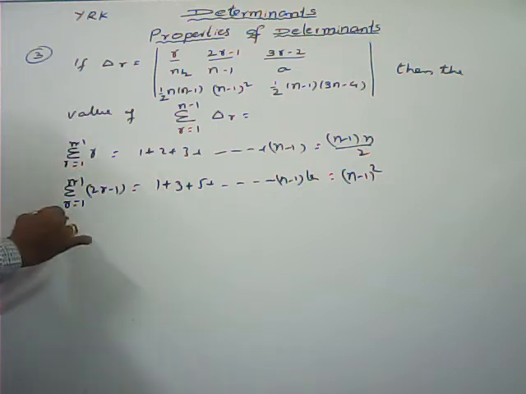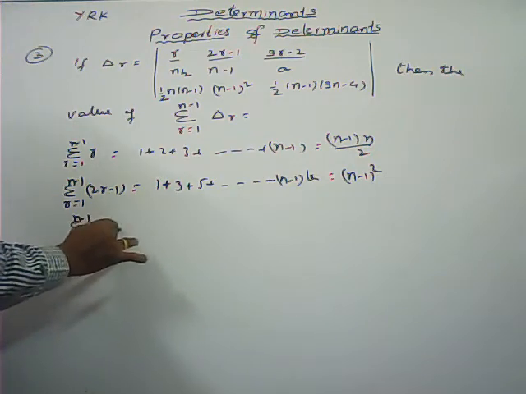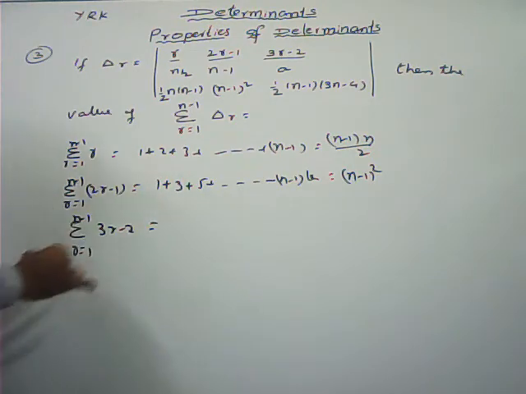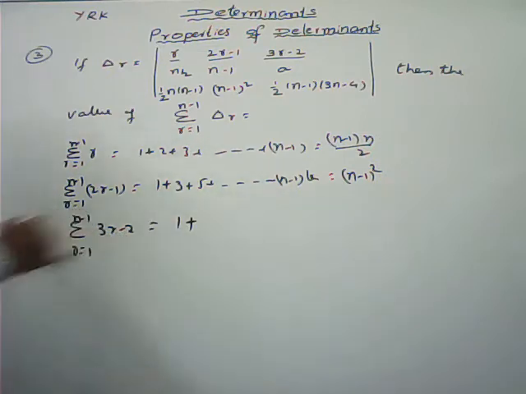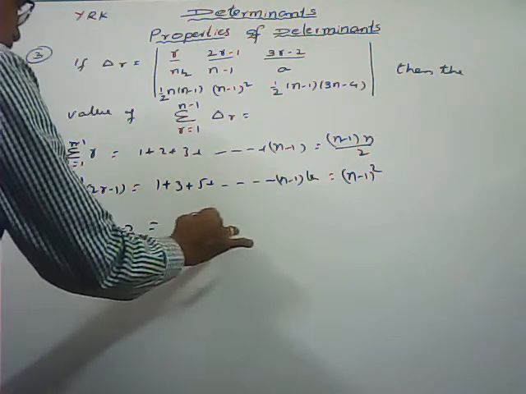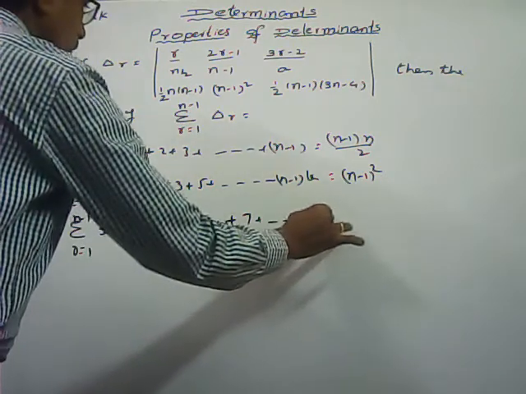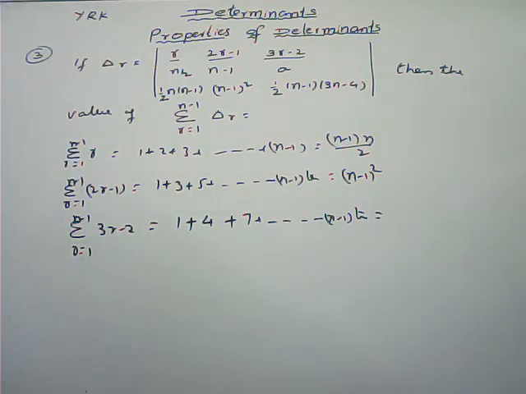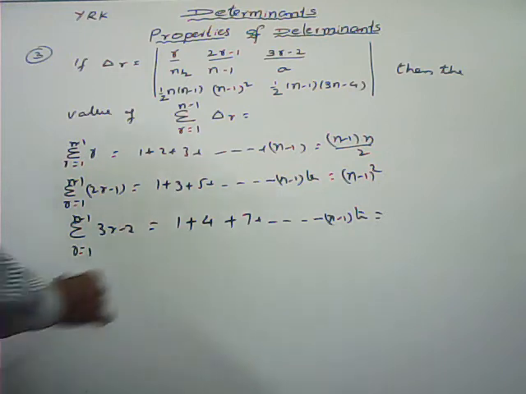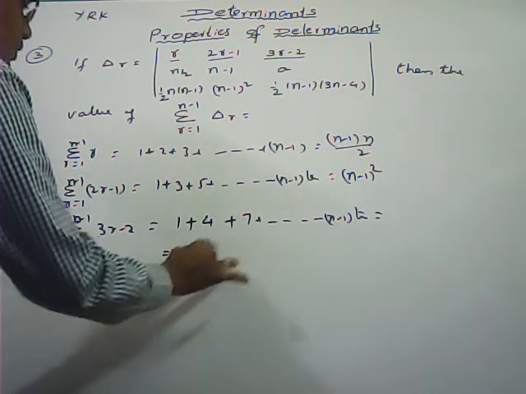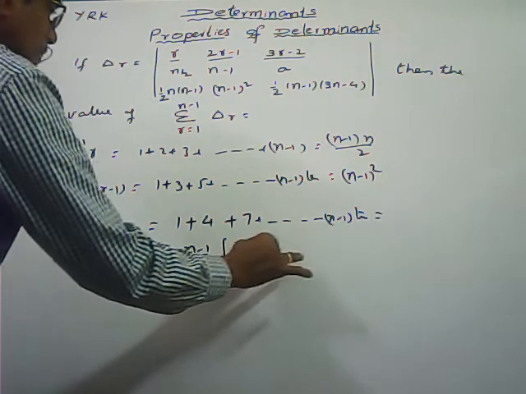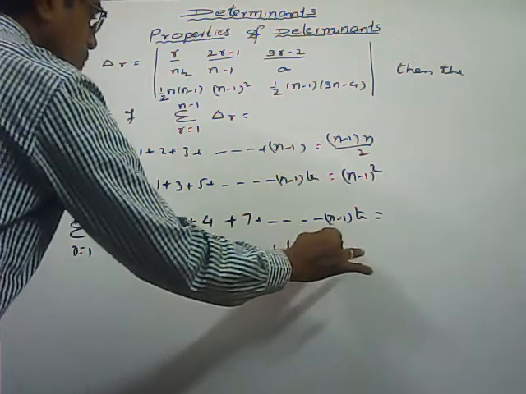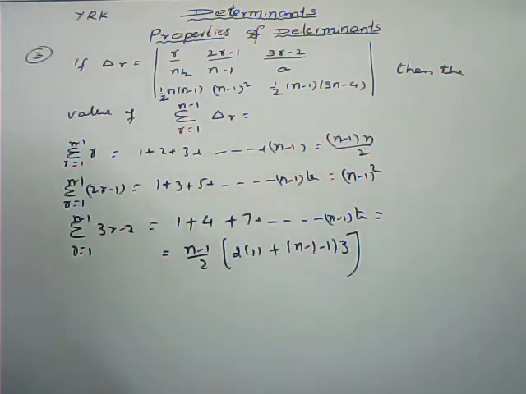Next, sigma r equals 1 to n minus 1 of 3r minus 2. If I put r equals 1, 3 minus 2, that is 1, plus if I put 2, 4, then 3, 7, and so on. Total n minus 1 terms are there. Here these terms are in AP. Sum to n minus 1 terms in AP, what is the formula? n by 2 into 2a plus n minus 1 into d. In the place of n you can put n minus 1, since here total n minus 1 terms are there.